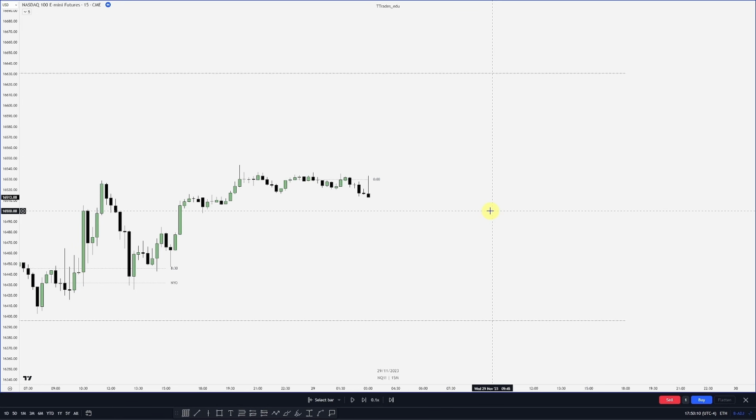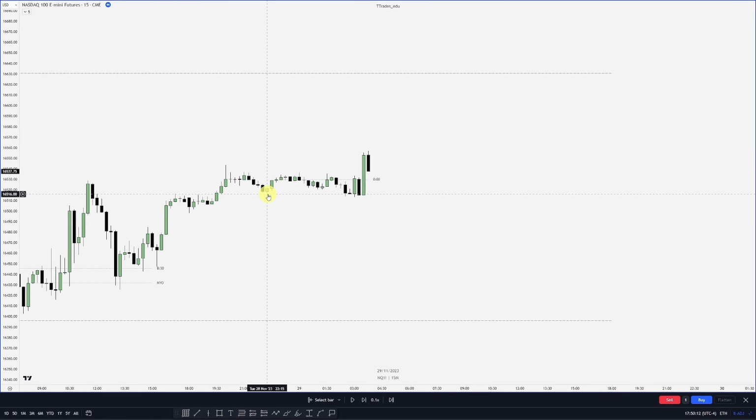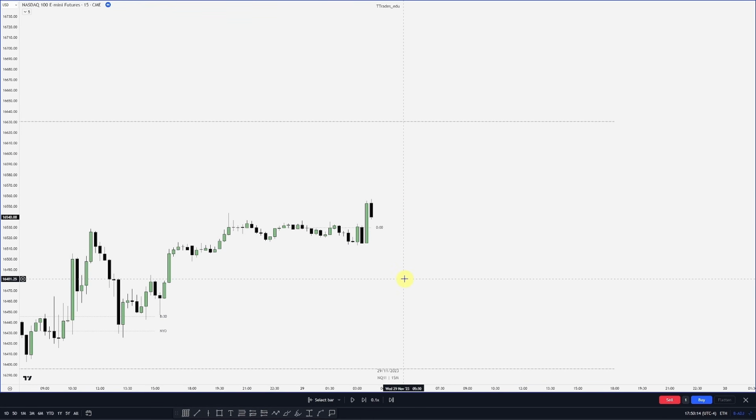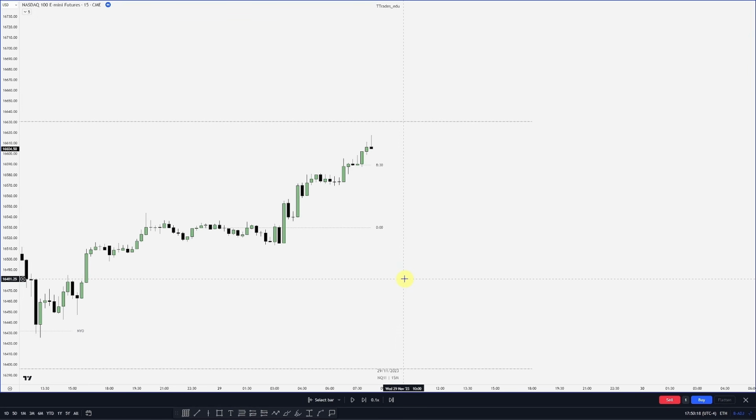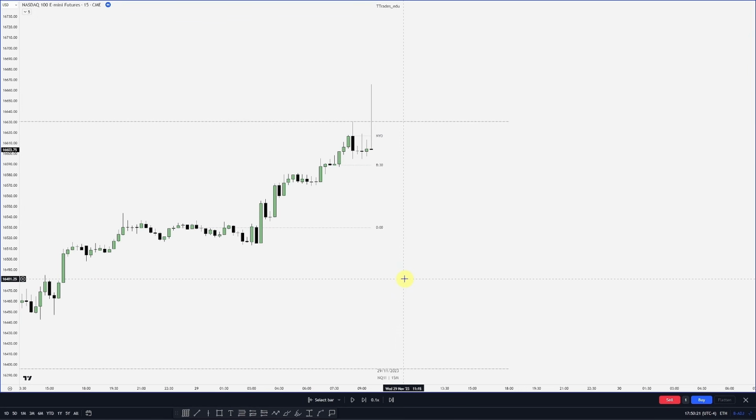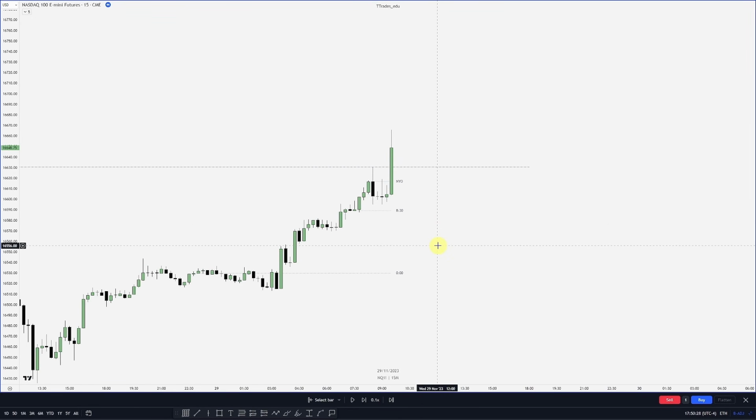So let's see what happens. So here in London, what happens? Well, we sweep out this low and form a low. So likely to continue where? Continue higher to this high. Right, so now you can see New York Open makes an opposing run, continues higher, and now we're taking all the liquidity from that previous day's high.